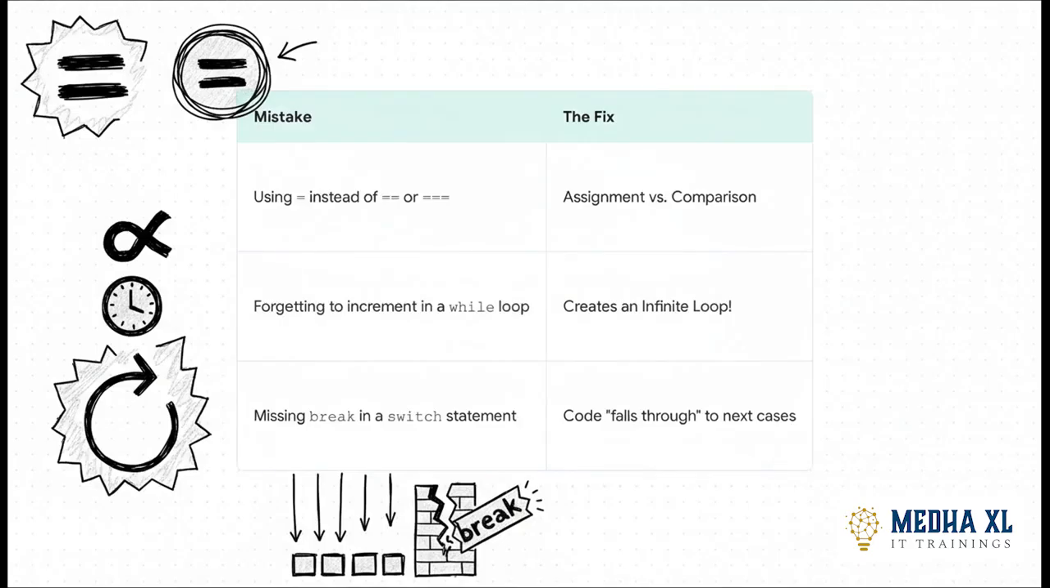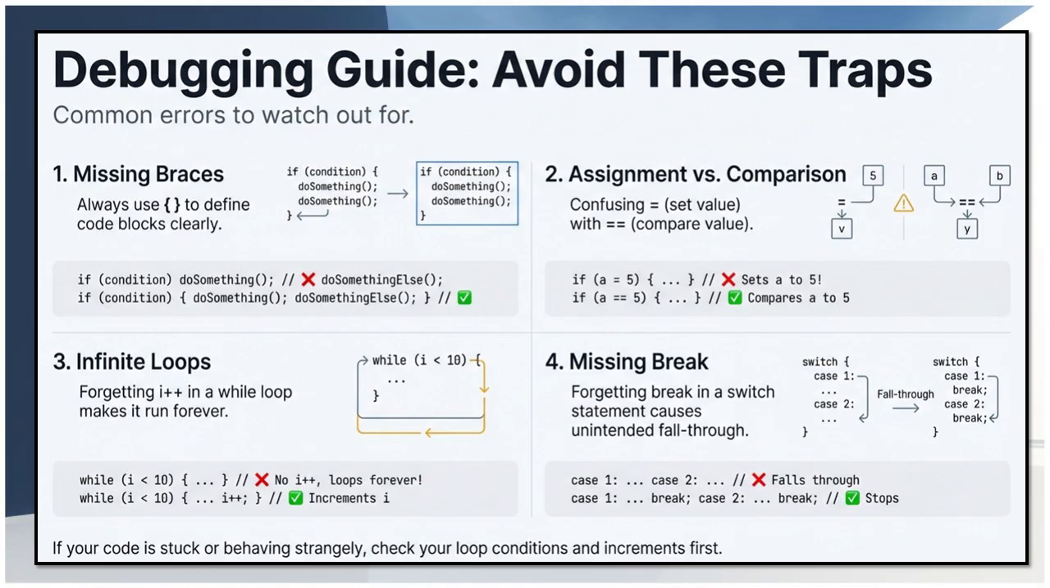All right, let's talk traps. These are the things that get everyone at some point. Using a single equals sign when you meant to use 2 or 3, that doesn't compare things, it changes the value, which can cause some really weird bugs. And the big one, if you forget to update your counter in a while loop, you create an infinite loop. Your program will just get stuck running forever and completely freeze up.